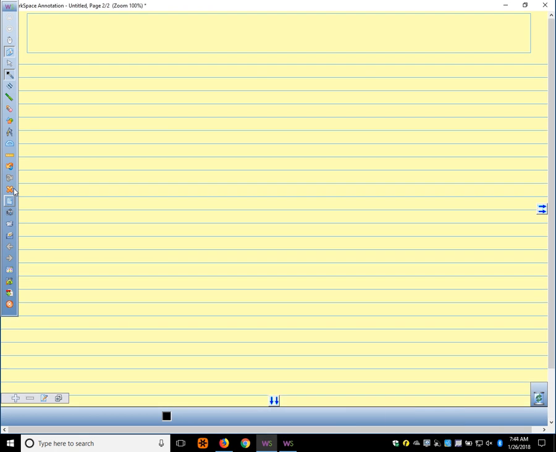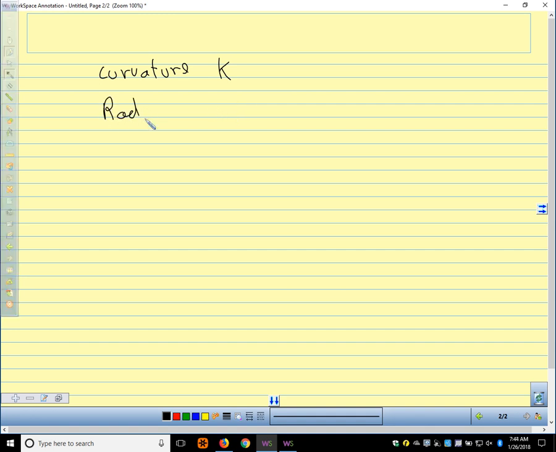Now I want to recap. We have our curvature. Our curvature is k. The radius of curvature, and I think yesterday I wrote a small r. Usually for the radius of curvature we use a capital R. R is 1 over k. Some books use rho. Use rho equals 1 over k, just so you know.